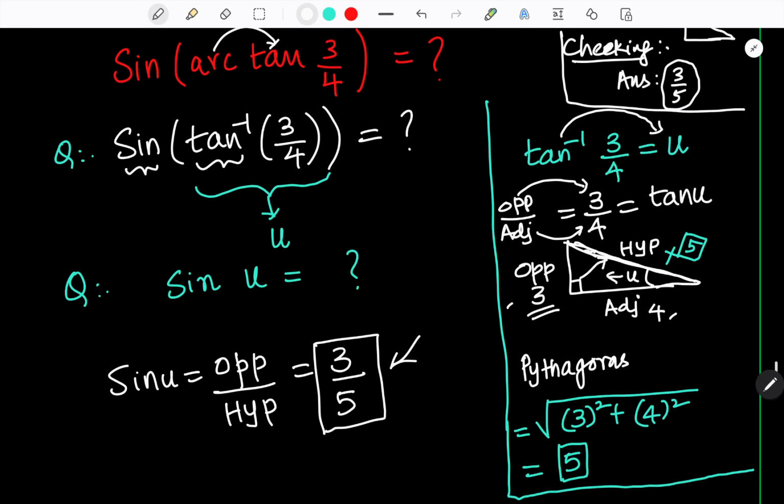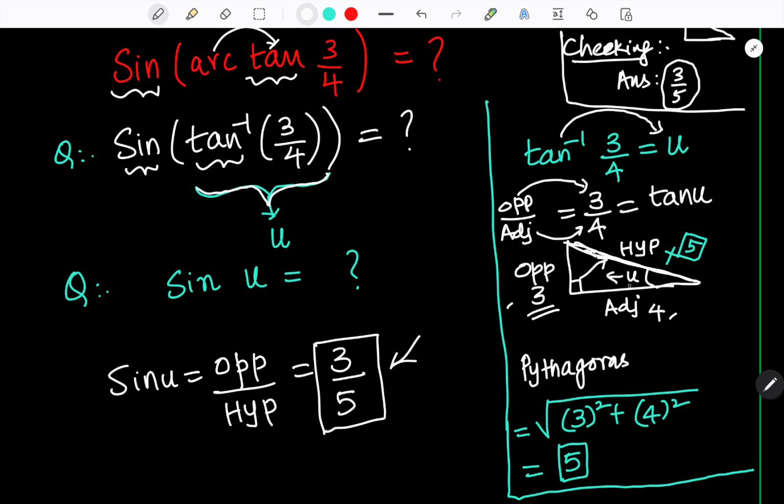Very simple. So again I'm telling you, if the two functions are different, you are not supposed to use the calculator directly to write the answer. Keep in your mind, you should use steps. You can use a calculator only for checking. So what you need to do, what is inside the bracket, you call it u. Take that u, take this tan inverse to the other side. You will get tan u. Tan u is 3 by 4. What is the formula for tan u? Opposite side divided by adjacent side.